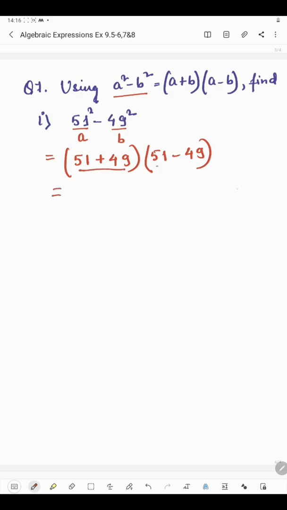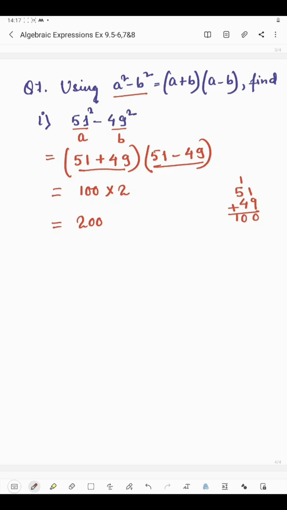Now if you add 51 plus 49, 9 plus 1 is 0, 1 carry, 5 plus 4 is 9, 9 plus 1 is 10. So it's 100 multiplied by 51 minus 49. So it's 2. Okay. Now 2 into 100 is 200. So the answer of the first part is 200.